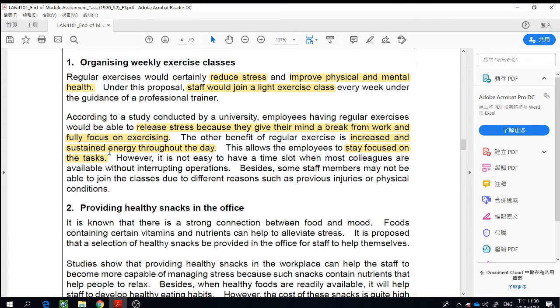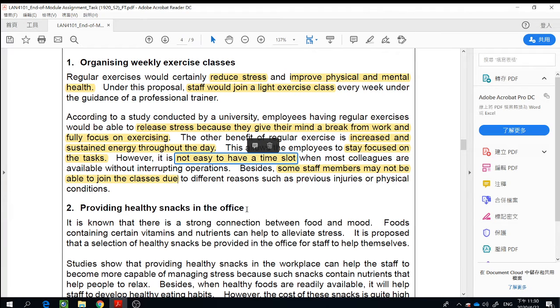So anyway, starting from this are the concerns. Now remember, this is the negative side, the possible concerns. Not easy to have a time slot. All right, this is the concern. And then second concern, some staff members may not be able to join the classes due to different reasons. Yeah, there are two concerns. People may not be able to join it, and there may be time clash.